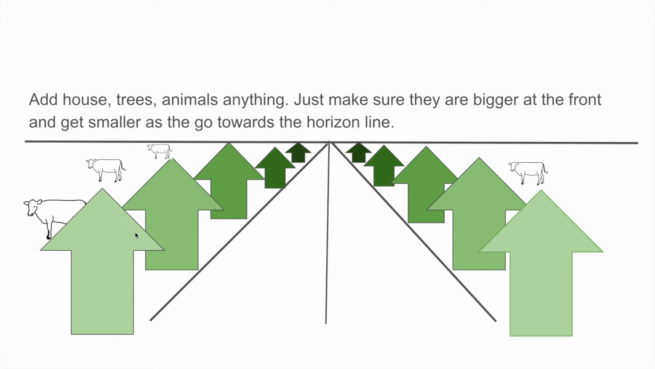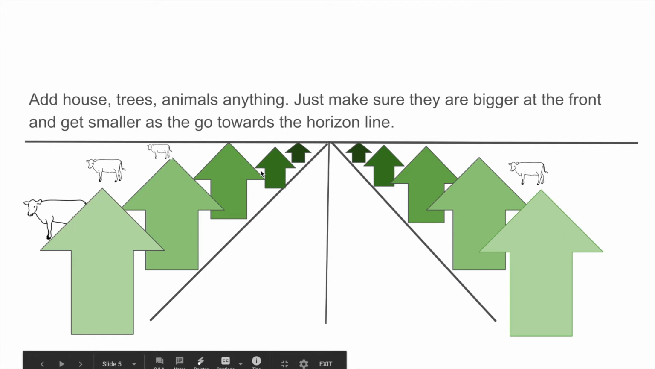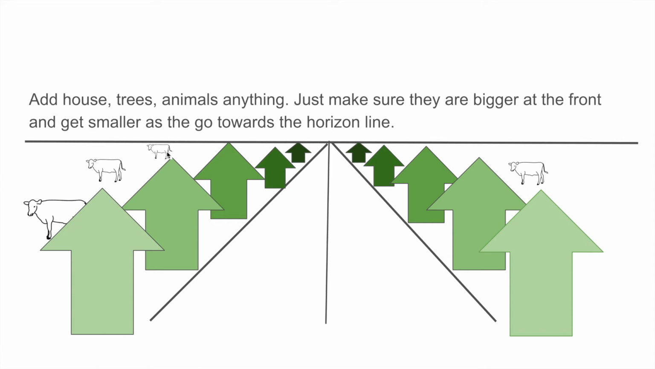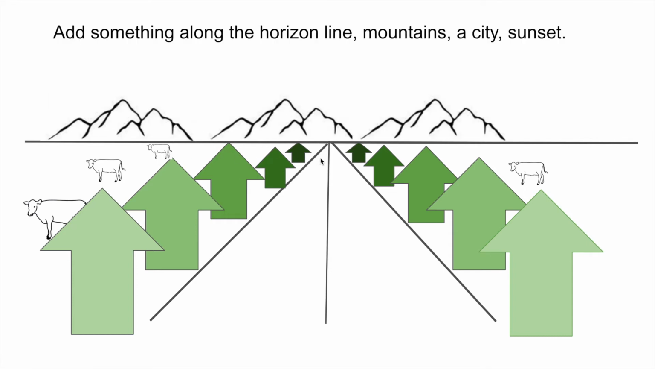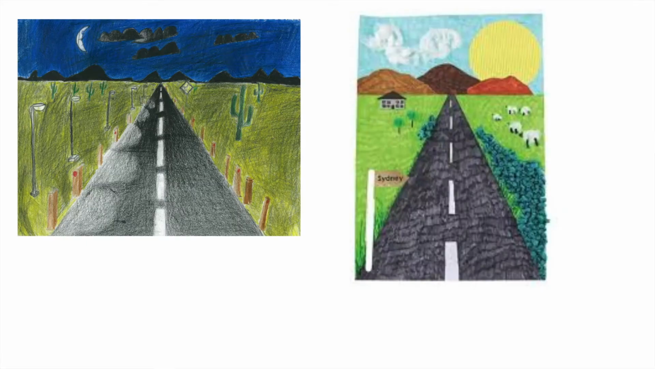Add houses, trees, animals, anything. Just make sure that they're bigger when they're closer to you, and they slowly get smaller as they move away. So my cows are bigger, then smaller as they move away. And then you can add a city, sunset, mountains, anything in the background.